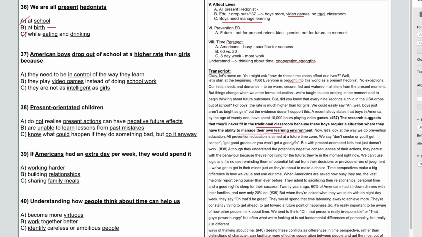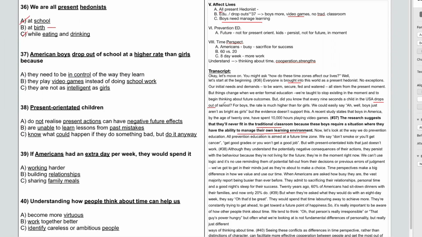Here you see a classic explanation. So they won't fit in the traditional classroom because they need to manage their own learning environment. And if we look at before that, the speaker does talk about dropouts, which is right here. A classic trick in the IELTS exam is to provide 1 or 2 keywords or clues that are not the answer and then the answer. So let's look at this.